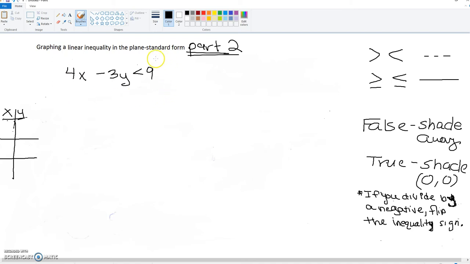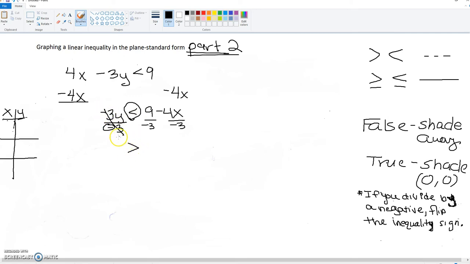So in this, we've got our standard form, and we want to put it in slope-intercept form. In order to do so, we're going to need to move this 4x to the other side. And of course, since it's positive, that means we're going to subtract it on both sides. So now we've got negative 3y is less than 9 minus 4x. And now we're going to divide by a negative. If you heard that correctly, divide by a negative sign. So because we did that, this inequality sign here needs to flip around.